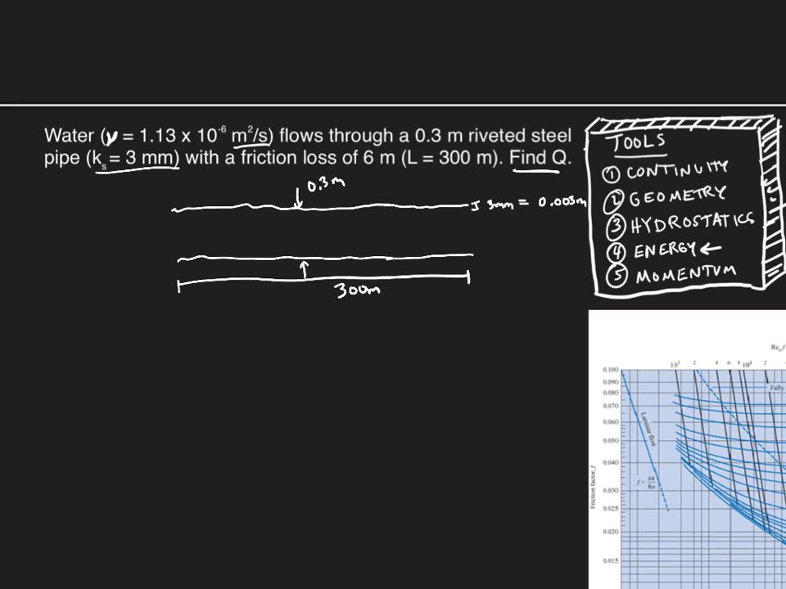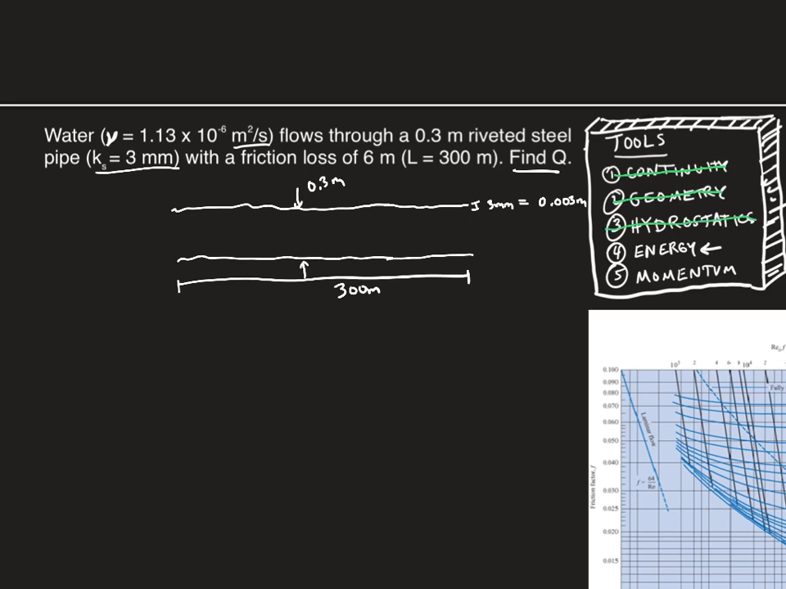Now whenever you're finding Q, it can be very difficult because without Q you don't have V. In this particular case, this is a really challenging problem. So let's think about our tools. First of all, continuity. Well, we don't have Q. We do have an area, but we don't have Q or V. So this is going to be, at least initially, out. Geometry. Well, there's really not a whole lot going on there. Hydrostatics. The fluid is moving everywhere.